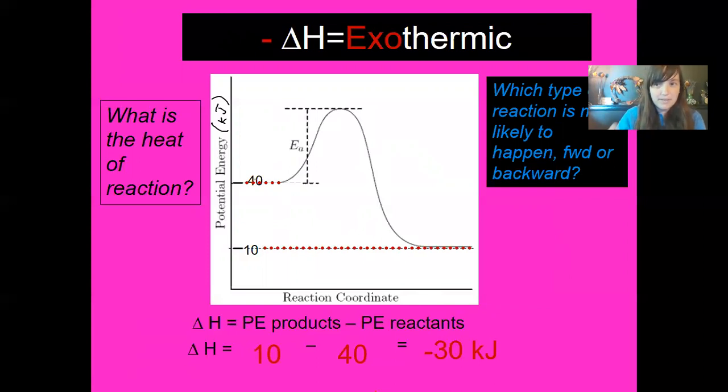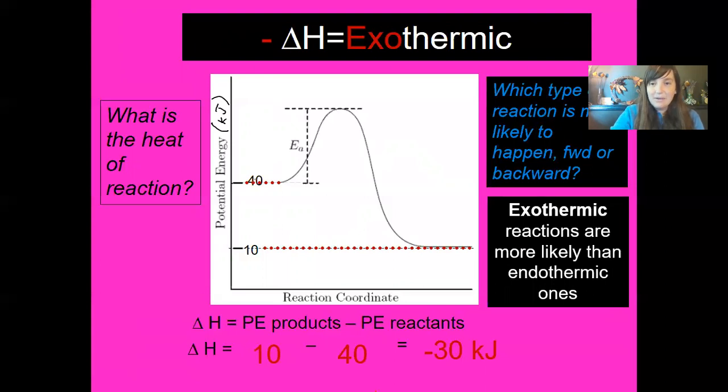So this is going to be the first piece of the puzzle of what makes a reaction go, or what makes a reaction happen. So exothermic reactions are more likely to occur than endothermic ones.